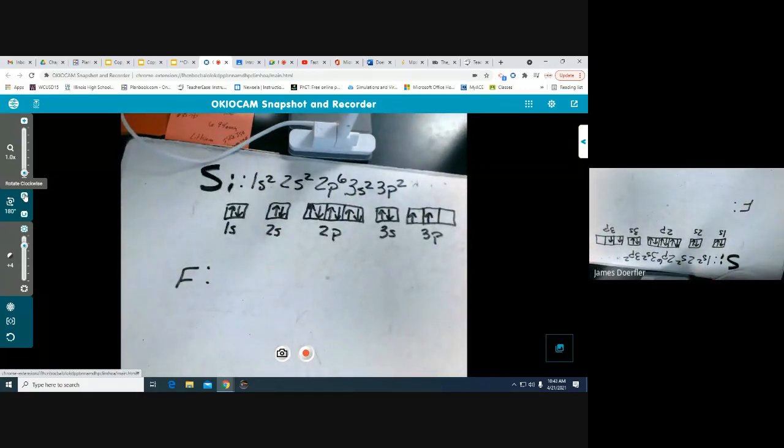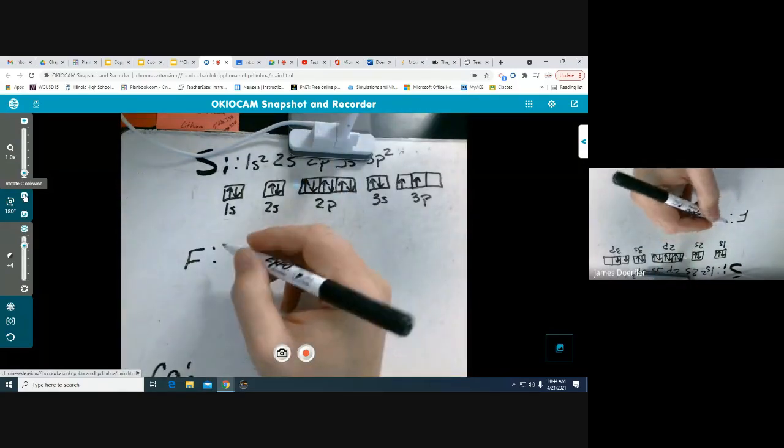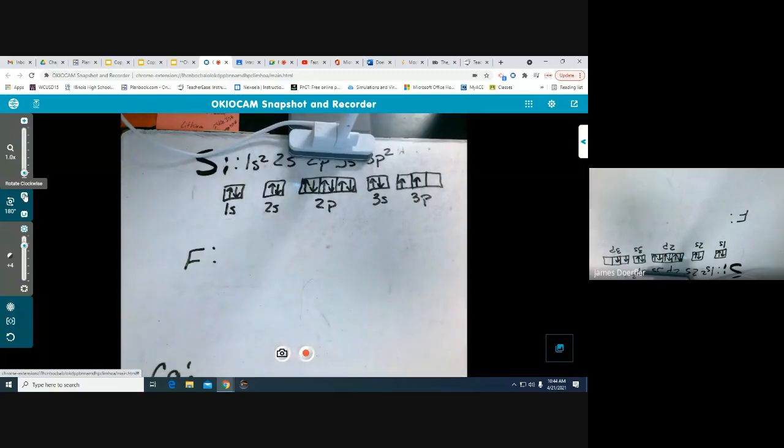Let's do fluorine. Fluorine is number 9 right here. Again, it's a short one. We'll go ahead and do the longhand version again, just for extra practice. For the last one, we'll do the shorthand version.